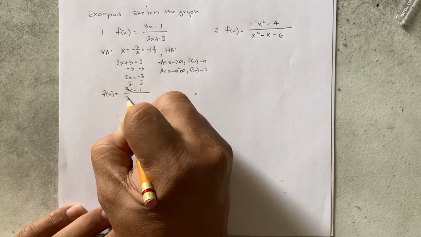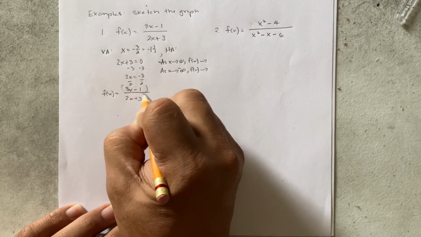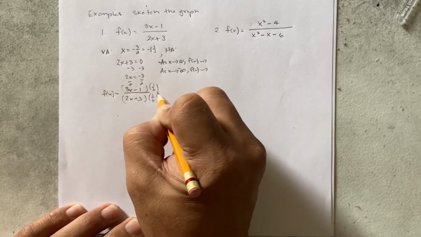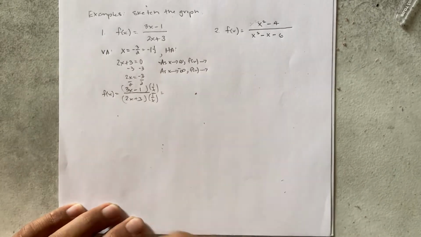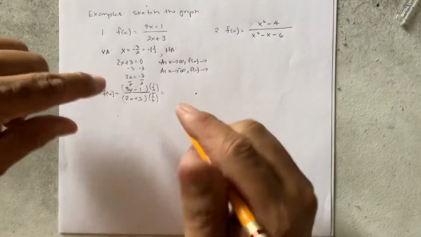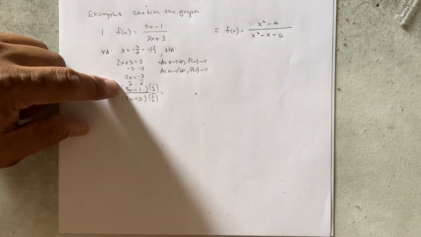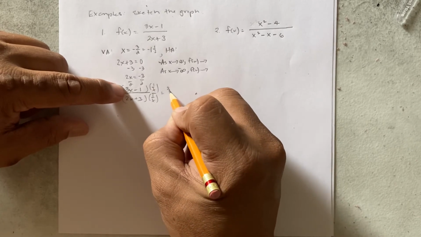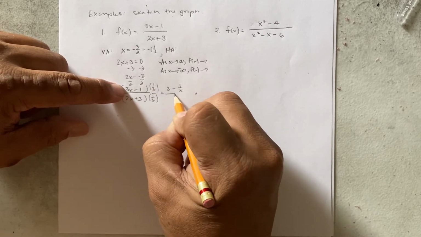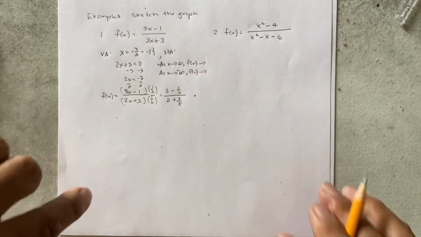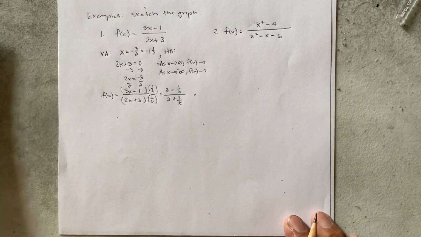I'm going to change the form of the function. 3x minus 1 over 2x plus 3, I'm going to times by 1 over x. That changes the form so you'll be able to see the f of x value. Distributive property, 1 over x gives you 3 minus 1 over x, over 2 plus 3 over x. Same function, different form.